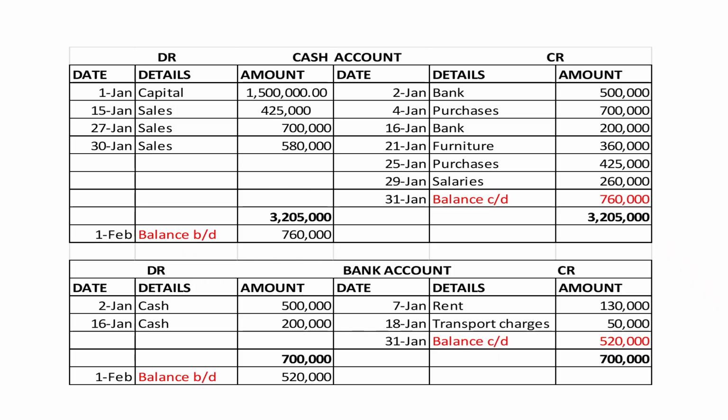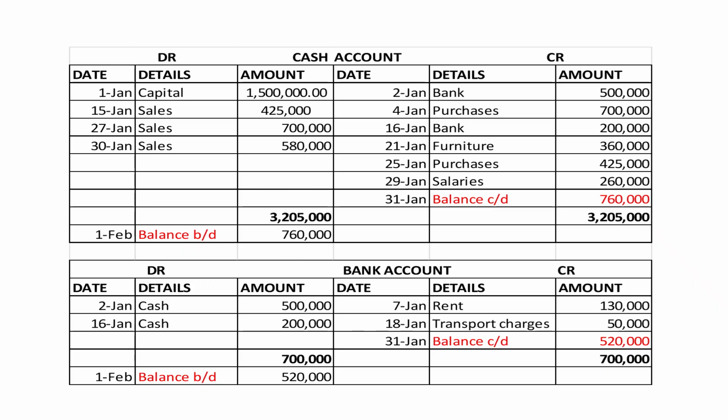Also, on the 21st, we made a purchase of furniture, 360,000. On the 25th, we made purchases of 425,000. On the 27th, we made sales of 700,000. On the 29th, we paid salary, 260,000. Again, on the 30th, we made sales of 580,000.